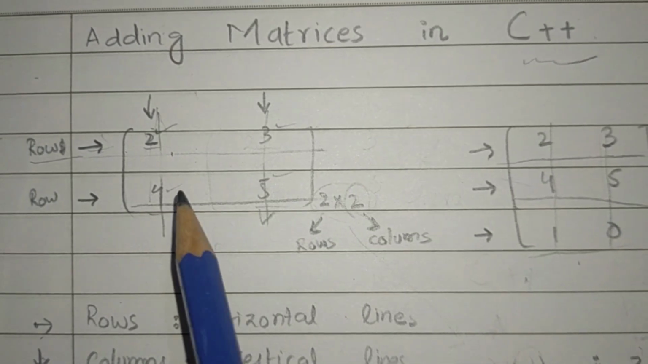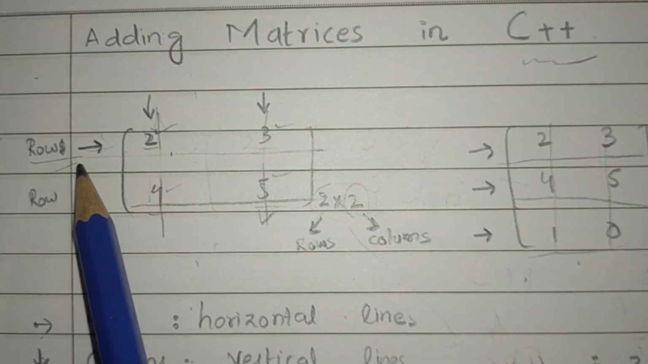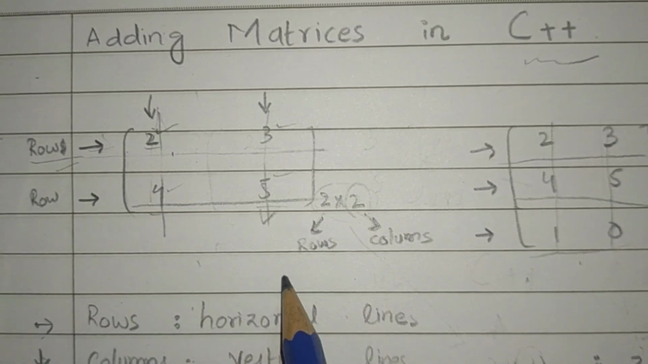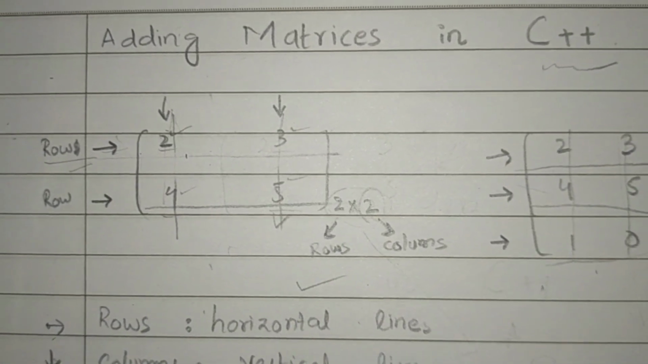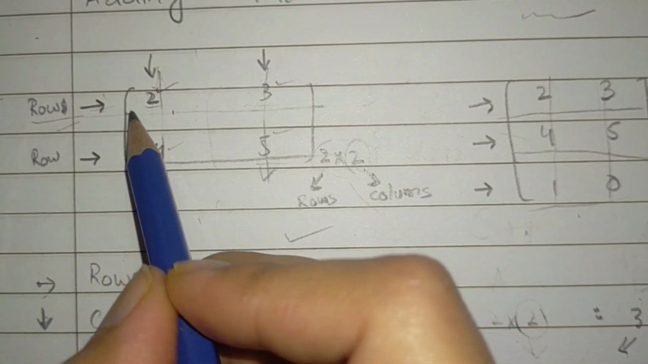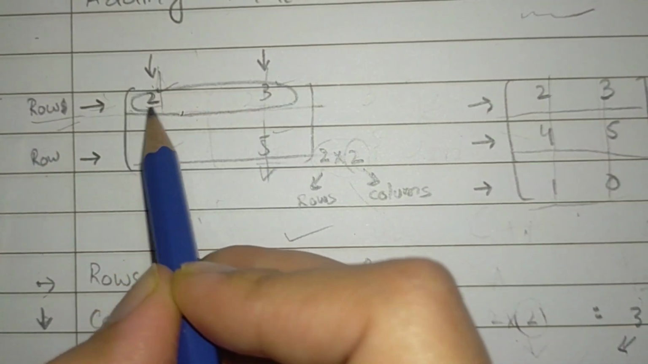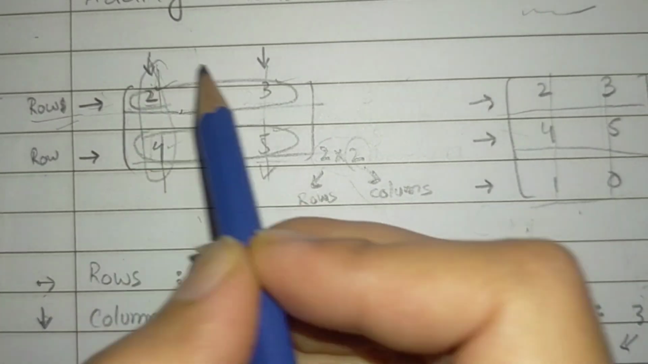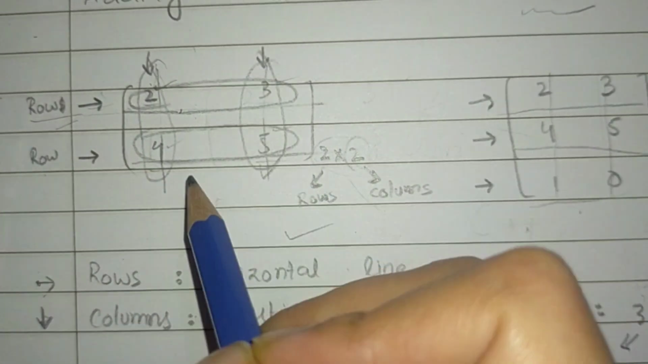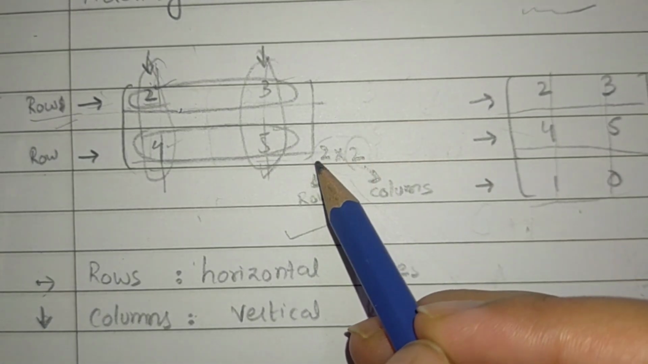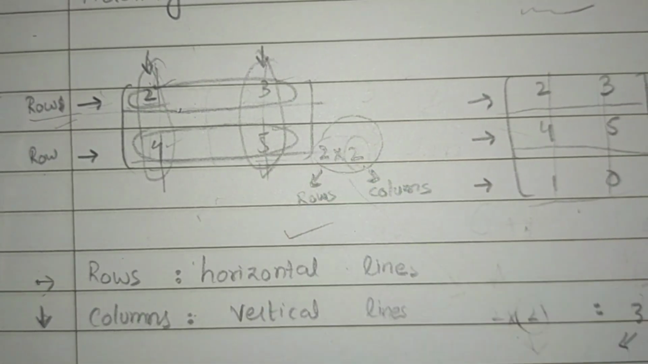Now we know that a matrix consists of rows and columns, of course. So the rows are horizontal lines and the columns are vertical lines. So here the rows are these horizontal lines and the columns are these vertical lines, right? So the size of a matrix consists of the number of rows and the number of columns.